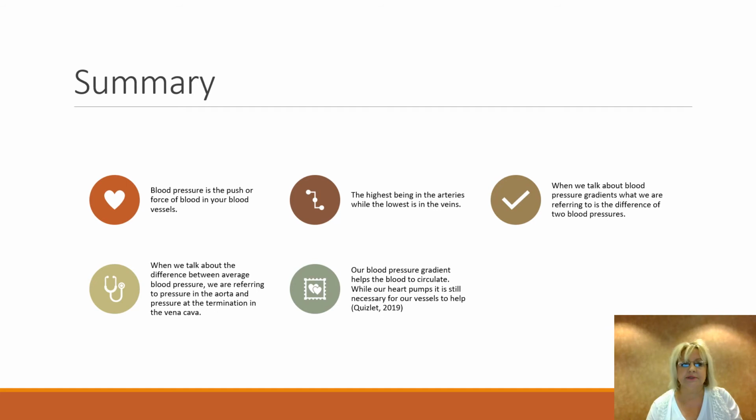So if we want to do a quick general summary, we know that our blood pressure is the push or the force of blood in your blood vessels, the highest being in the arteries while the lowest is in the veins. When we talk about blood pressure gradients, we're referring to the difference between two blood pressures. And when we talk about the difference between average blood pressure, we're referring to the pressure in the aorta versus the pressure at the termination in the vena cava. Our blood pressure gradient helps the blood to circulate. While our heart pumps, it is still necessary for our vessels to help.